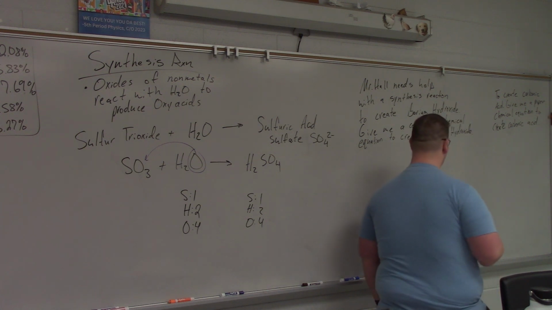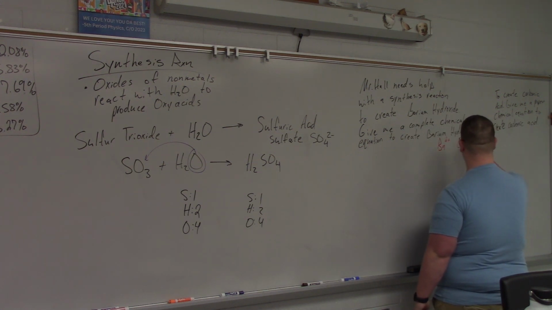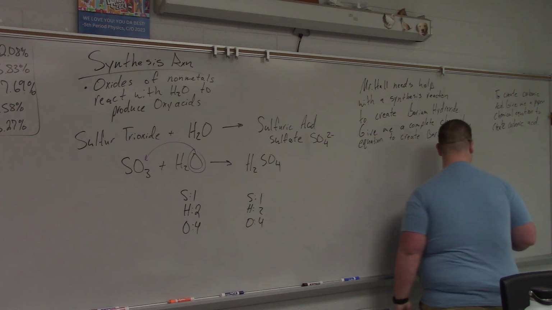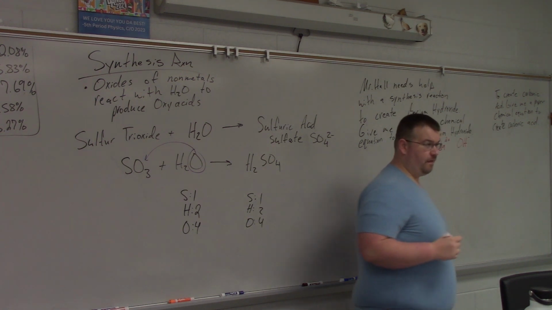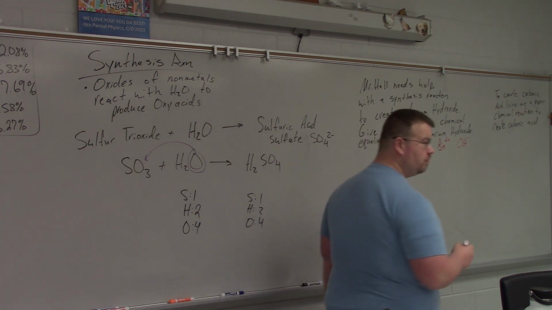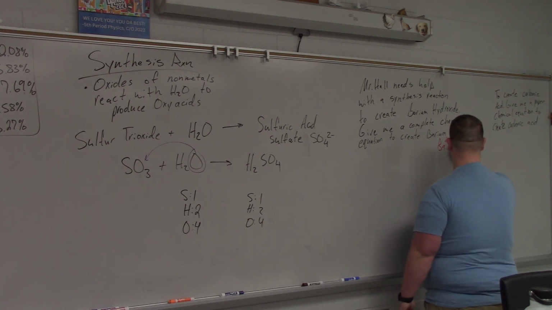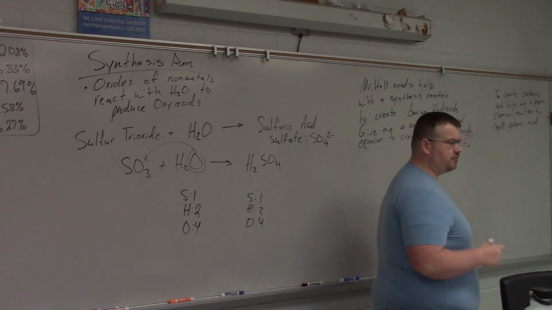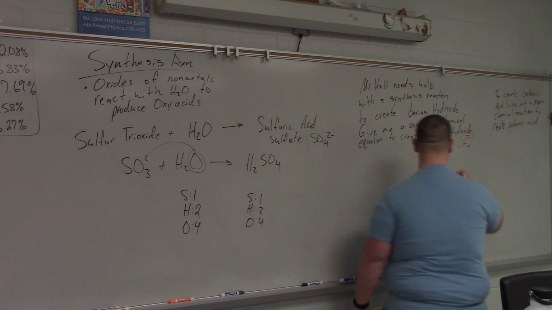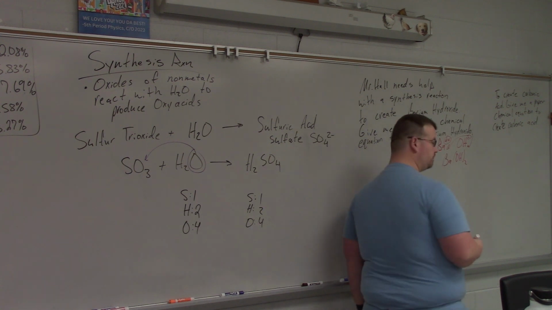Hydroxide, my friends, is a polyatomic ion. It's OH negative. Now what do we got to do? We got to cross the charges over. So the 1 comes over for the barium, and the 2 comes over for the hydroxide, giving me Ba OH 2.